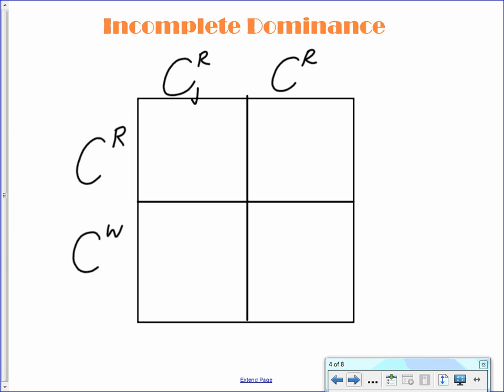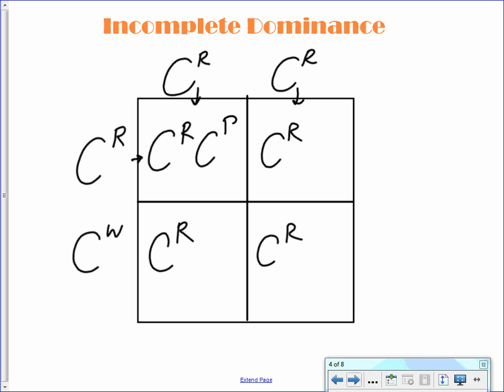So I bring this allele down to both open spaces, and I bring this allele down to both open spaces, and I bring these across. For incomplete dominance, there is no correct order. You could put either allele in the first spot or you could put it in the second spot. It doesn't matter because we don't have dominant and recessive. Usually dominant goes first, but in this case, the order doesn't matter.